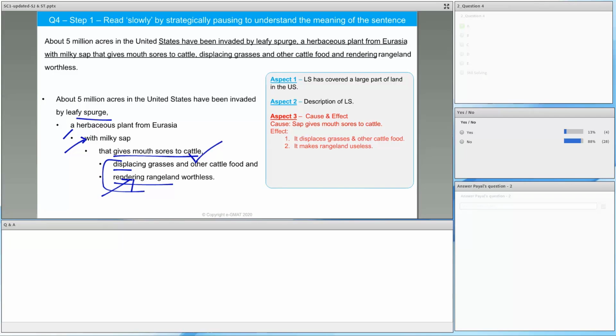Only those cattle who have mouth sores will not eat for some time, maybe. But does it mean that the grazing ground becomes useless? No, it does not. Other cattle who are all healthy and nice will still go out to graze in that. So how are mouth sores even related to making the grazing grounds useless? Another absolutely illogical effect of milky sap giving mouth sores.